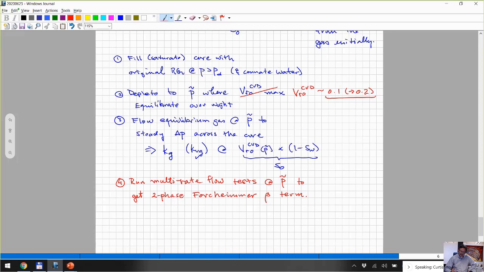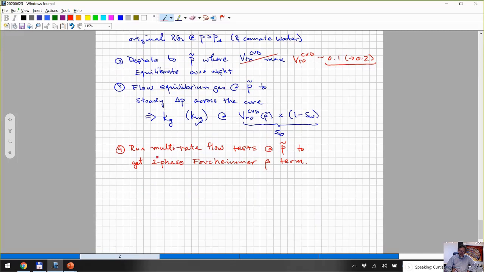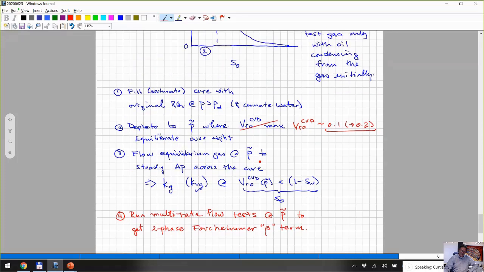In addition to that, he mentioned that we often ask the lab to run multi-rate flow tests at as high of a gas velocity as they can flow with the same equilibrium gases in 3, and that's to get an estimate of the two-phase Forchheimer beta term, the constant in the rock property in the Forchheimer equation. But when there's two phases, that is no longer a rock property; it's a rock saturation property. So that's a couple of notes he made. We'll return to this later.